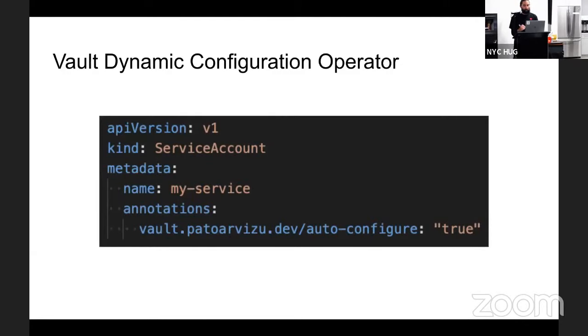So this is kind of what it looks like. You add an annotation. Before this change, only the first four lines were necessary: the version, the kind, and the name. Now you add that annotation and things happen behind the scenes for you. And the important part here is that service owners can do this themselves. They don't have to open tickets, chase people, approve, merge, whatever.